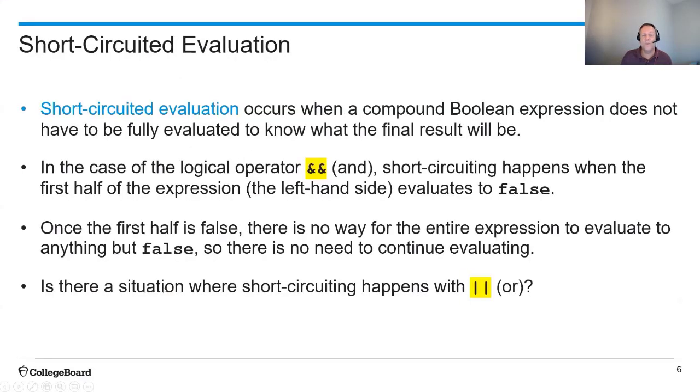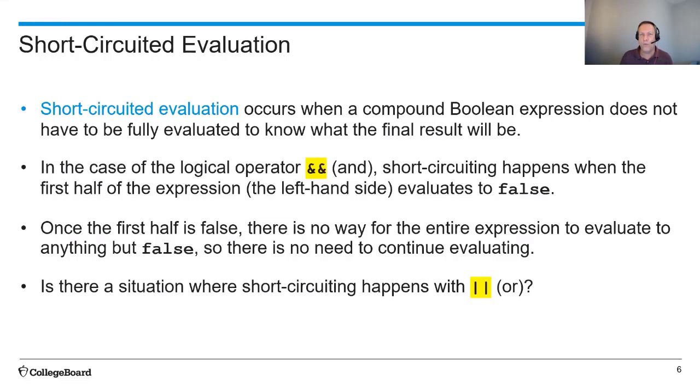This is an example of something called short-circuited evaluation. It occurs when a compound Boolean expression does not have to be fully evaluated to know what my final result is. In the case that we just saw with the AND, the double ampersand, short-circuiting happens when the first half of the expression, the left-hand side, is false, and then once that's false, there's no way for the entire expression to be true. It has to be false, so I don't even need to continue and look at the other half, or the right-hand side, of the Boolean expression.